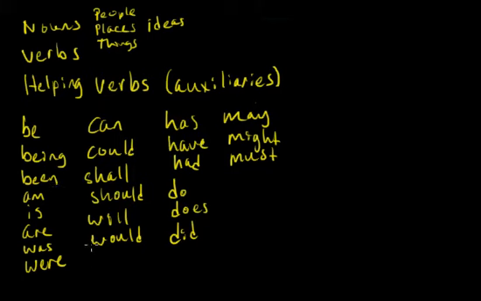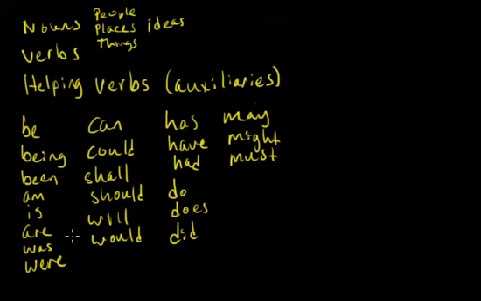So before we diagram, let's look at a helpful way of memorizing these helping verbs. You're not required to memorize them, however, I strongly suggest that you do. In our first column, we have our helping verbs be, being, been. Remember those three because they all start with the be. Be, being, been. Am, is, are, was, were.